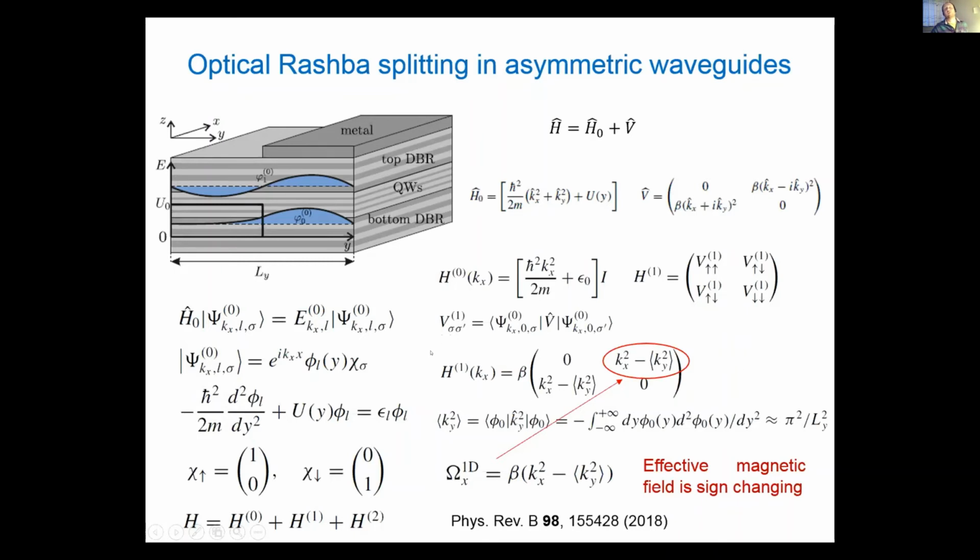Here H1 again will not give us any terms which are linear in k. It will contain just a constant term, which is nothing but the mean value of ky squared along the direction along which the motion is confined, and you have the standard kx squared term, which is coming from the square of this term here.